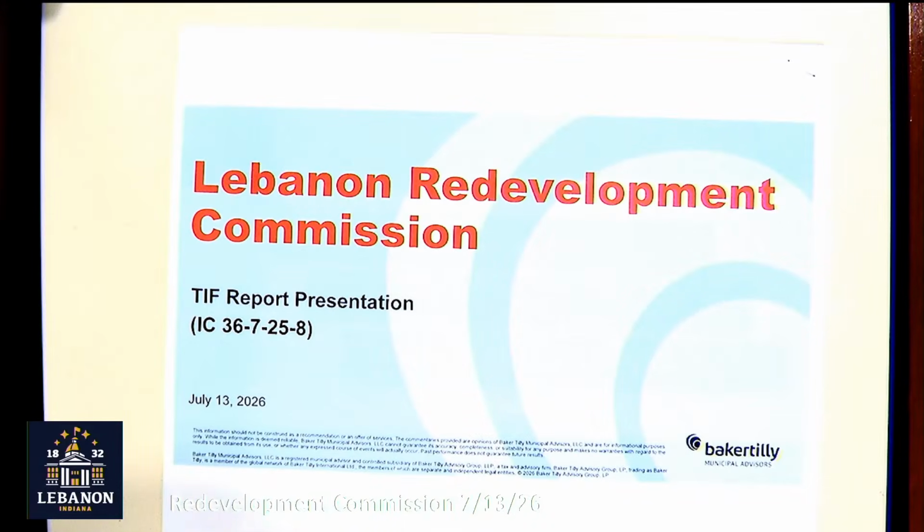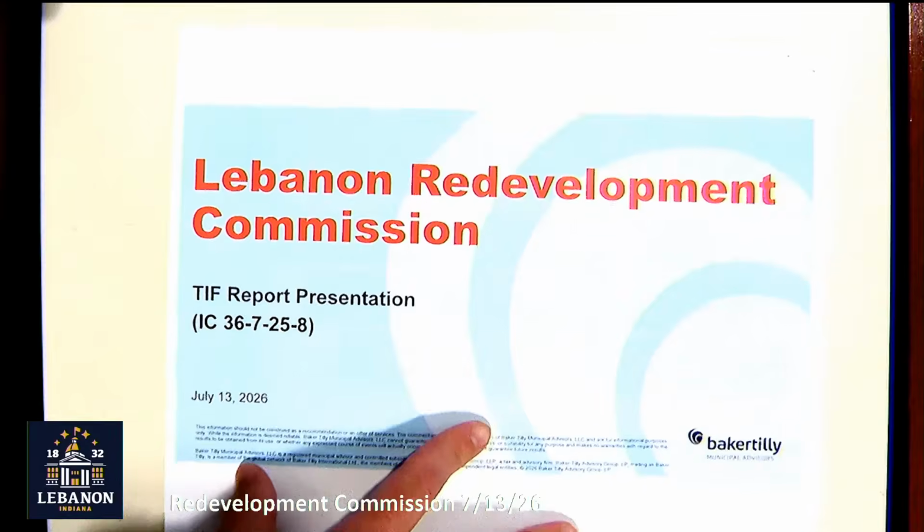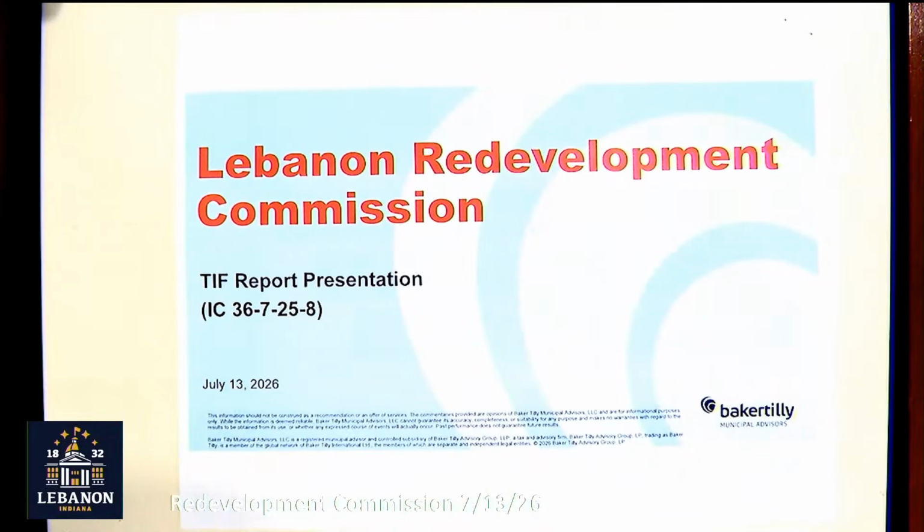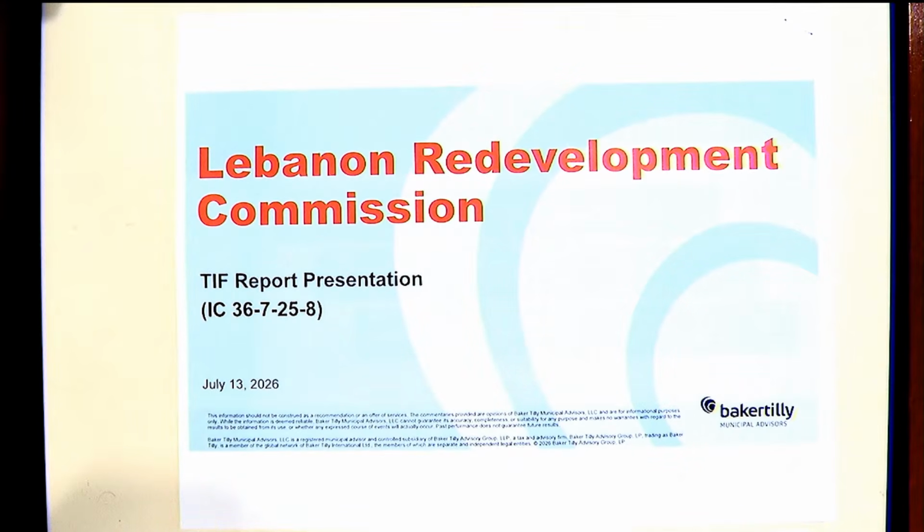Good evening. Annika Sinekin with Baker Tilly. I am here to present your TIF annual report presentation, which is required by state statute to present to the Redevelopment Commission. This discusses the RDC's long-term plans, goes over the TIF budget, and then any impacts of the TIF to the overlapping taxing units.